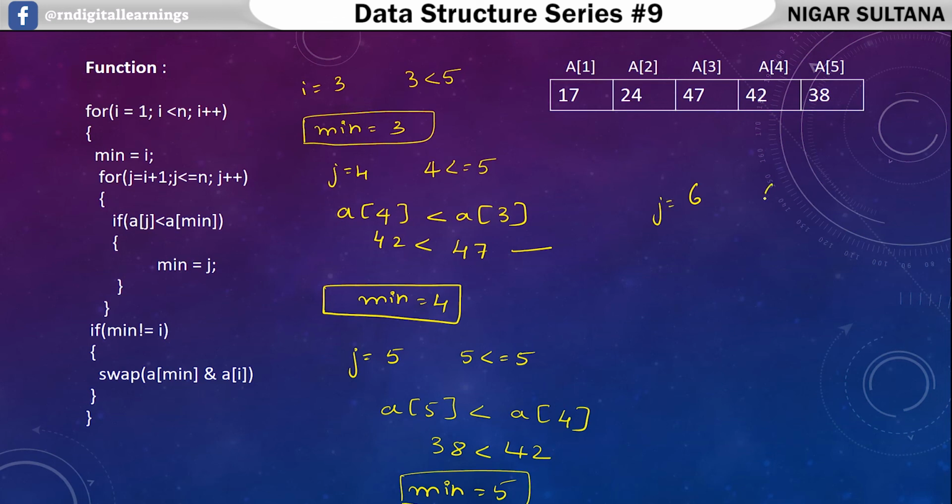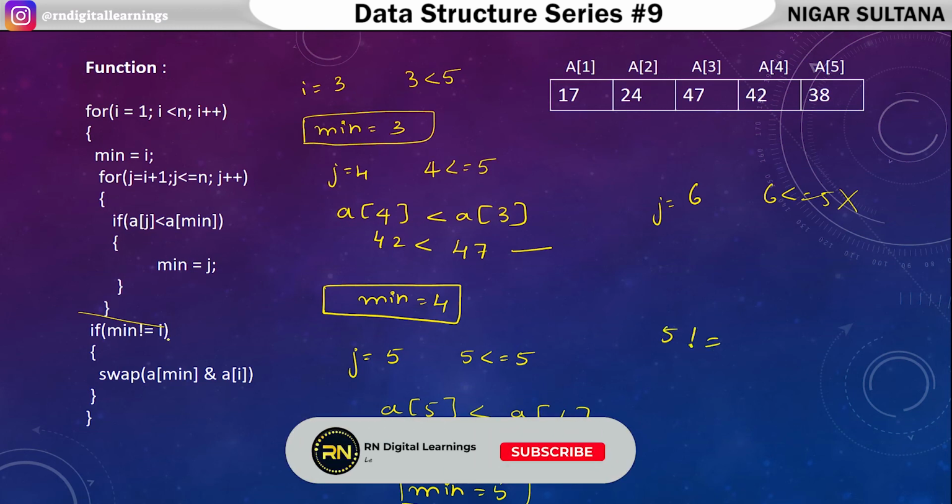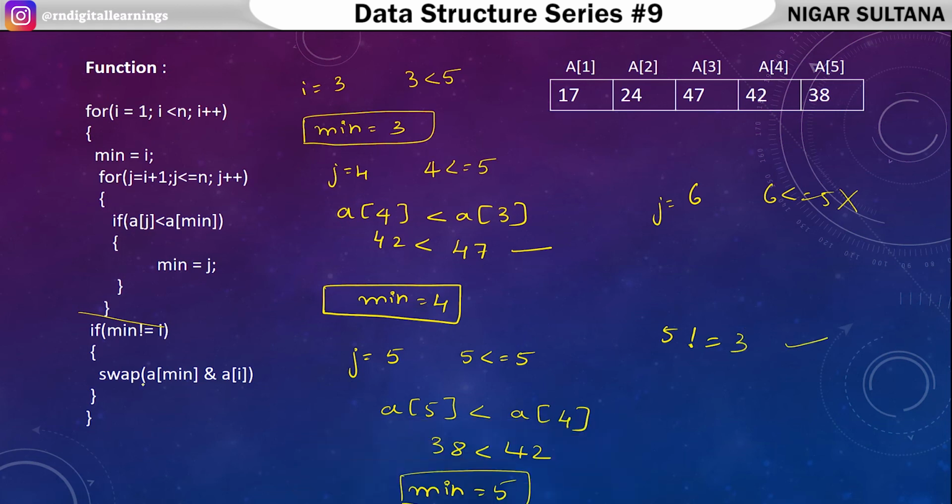Is 6 lesser than or equal to 5? It is false. It is the end of the j loop. Now next, check the if condition. Minimum value is 5. Is 5 not equal to I? I is 3. Yes, if it is true, do this swapping process. We have already done this in the last video. Swap A of min, that is A of min value is 5, A of 5 and A of I.